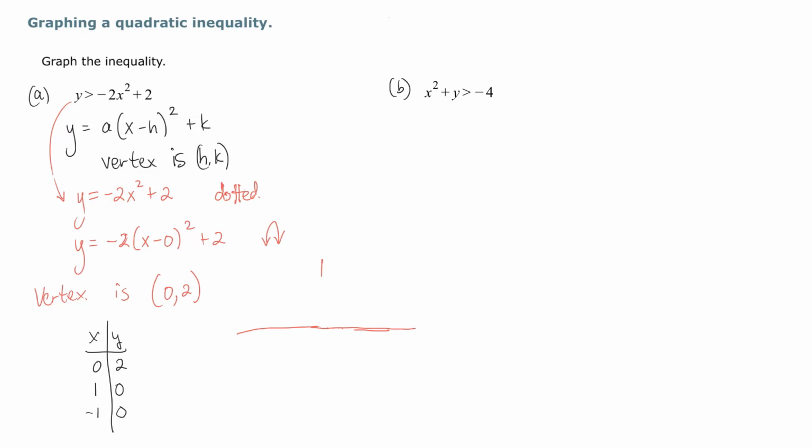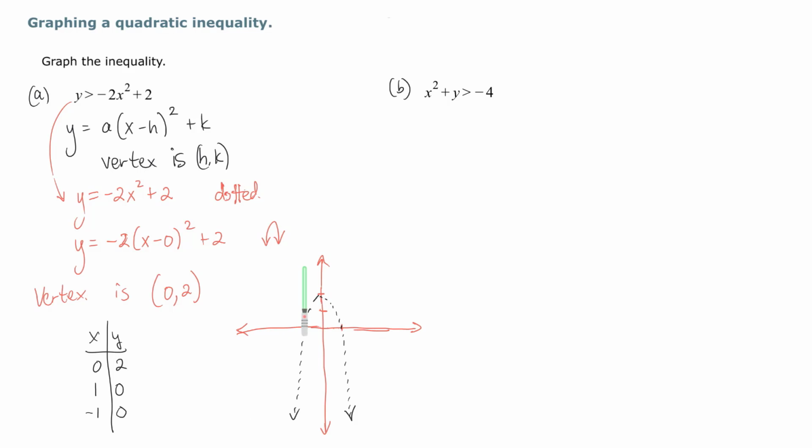Draw your axes. 0, 2, right here, and then 1, and negative 1 and 1. I'm going to draw a dotted parabola like that. So the parabola actually separates the Cartesian plane into two regions. There's a region inside the parabola, and there's a region outside the parabola. So look at this region here. There's a region inside the parabola, and there's a region on the outside of the parabola.